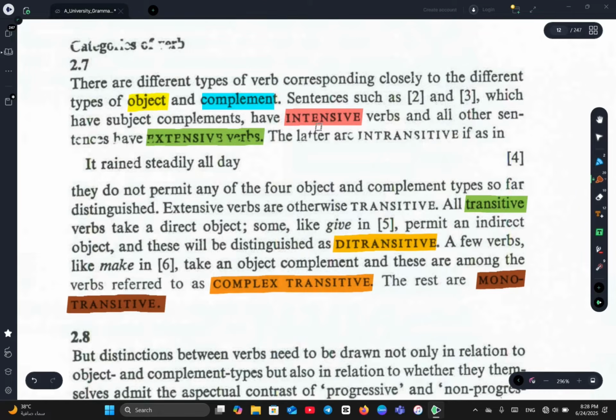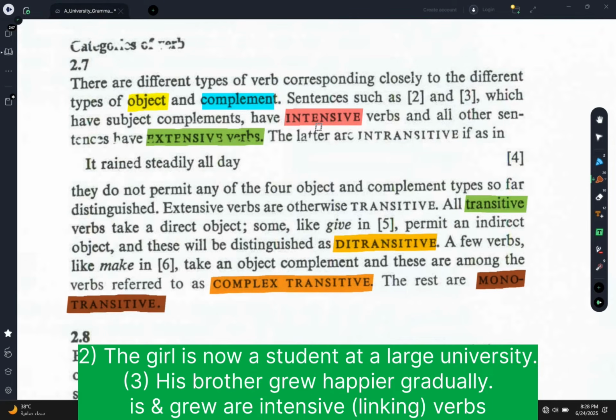Let's define intensive verb. Intensive verbs, also called linking verbs, do not take an object but require a subject complement to describe or identify, such as the girl is now a student at a large university. Is here an intensive verb. Also, his brother grew happier, grew an intensive verb as well.